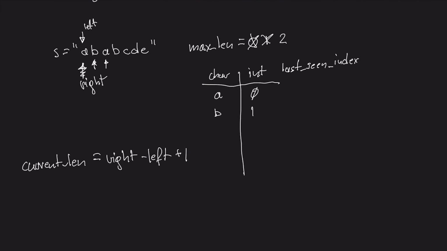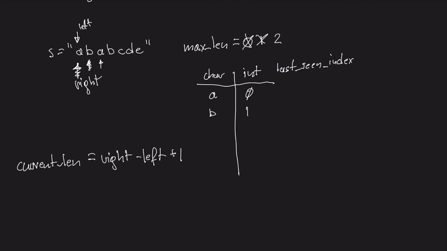We move right to point to A. And now we check whether A is in the map. It is in the map. So our constraint, which is that there should not be repeating characters in the substring defined between left and right, is now false. We have a repeating character. So before we move forward, we have to update the left pointer so the constraint is maintained again. And to do that, we have to check what was the last position of A, of our current character.